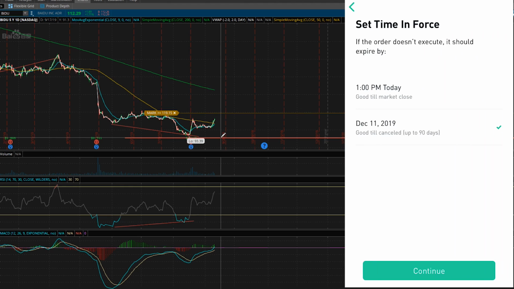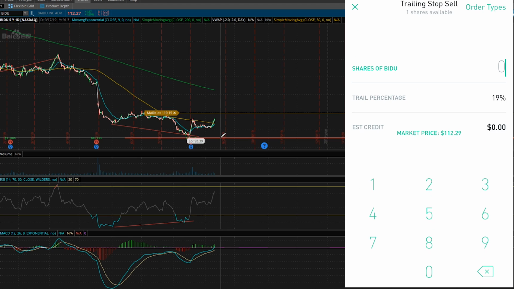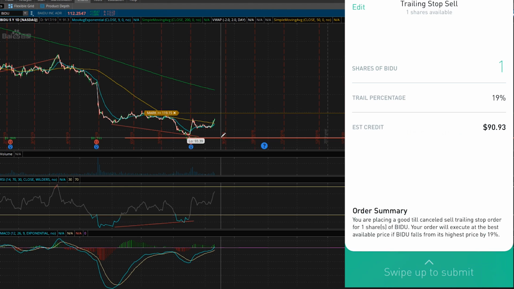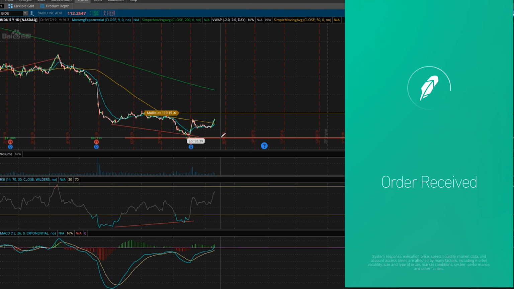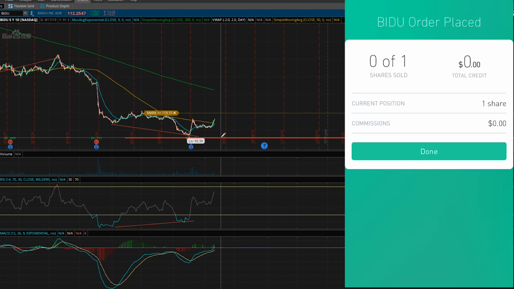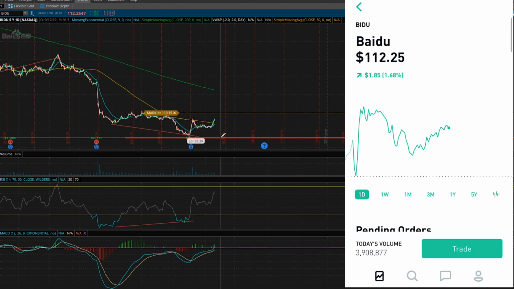After 3 months, we'd have to reinitialize it if we want to continue using this trailing stop loss. Hit continue. We want to sell one share. Since that's the only one we have, you can set whatever amount you have depending on your position size. Review, and we'll send it off. And now it's just going to be a working order that's in the background, and it will only be executed if the stock price hits the stop loss and exits you from the trade.